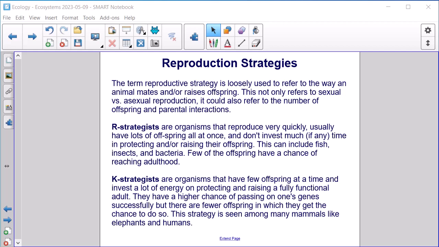K strategists are organisms that have few offspring at a time and invest a lot of energy on protecting and raising a fully functional adult. They have a higher chance of passing on one's genes successfully, but there are fewer offspring in which they get the chance to do so. This strategy is seen among many mammals like elephants and humans.